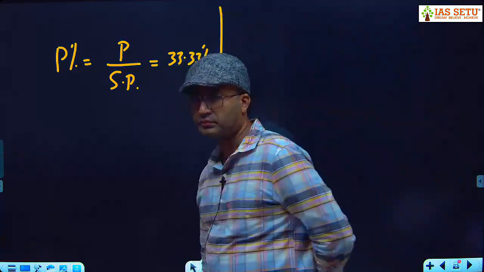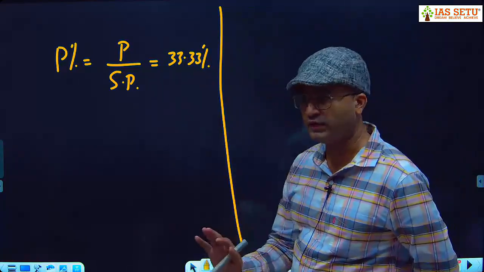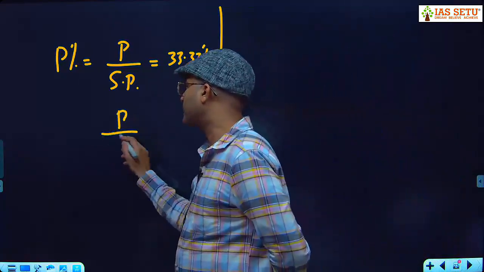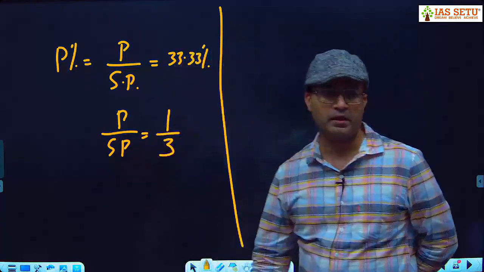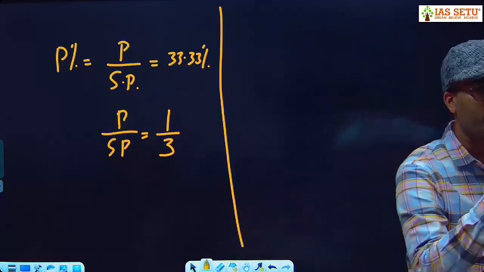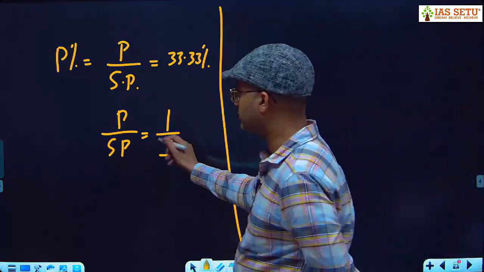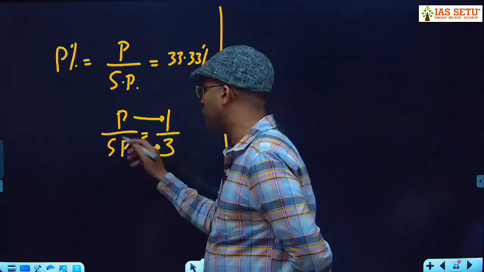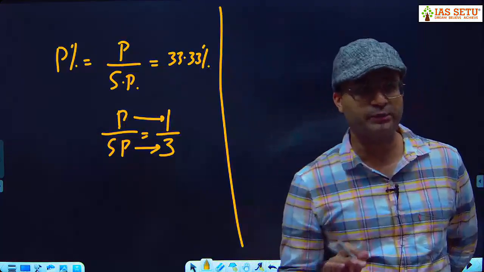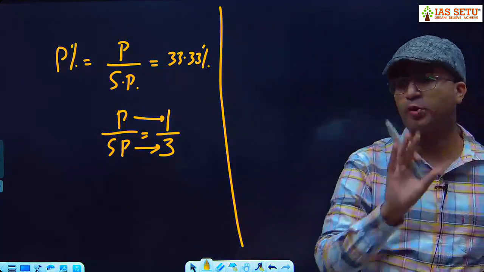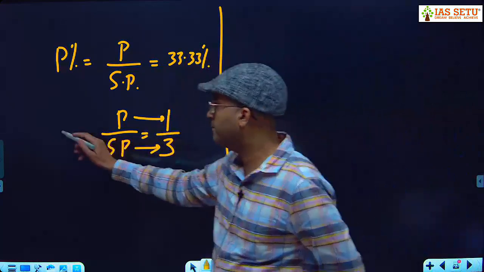33.33%. Tell me what is the fraction value of 33.33%? 1 by 3. So P upon SP is equal to 1 by 3. It means if profit is 1 rupee, selling price is 3 rupees. You can use this as value. इनको value की तरह भी use किया जा सकता है. If profit is 1 rupee, selling price is 3 rupees, or if selling price is 3 rupees, profit is 1. Is this step clear? Step number 1.